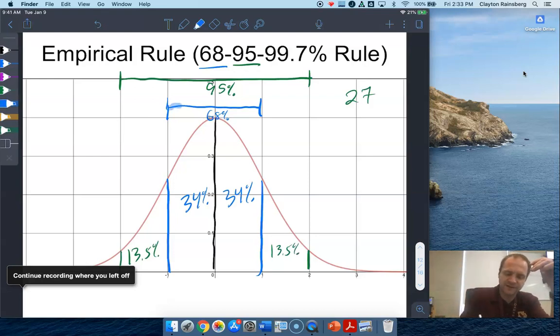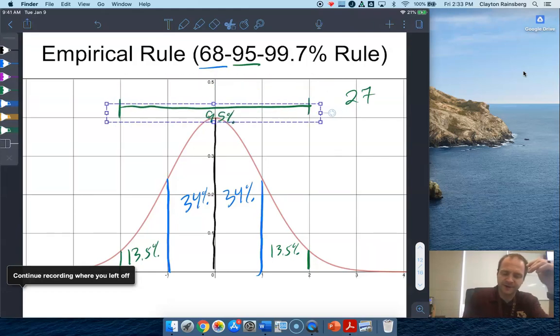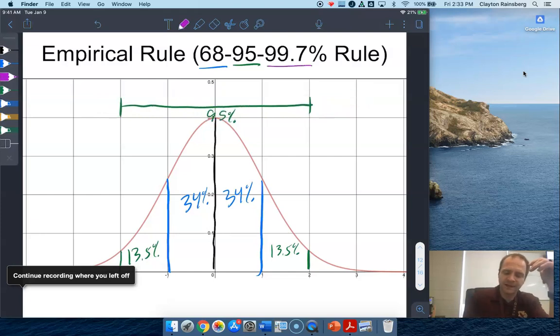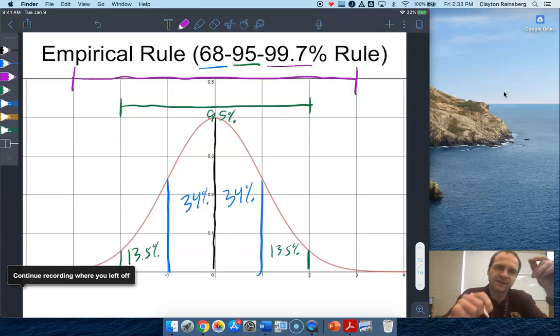I'm going to erase the 68%. And I'm going to slide down the 95, kind of like what I did before. And now we're looking at the last part. Let's go purple. 99.7. 99.7 lies from -3 to +3 standard deviations. So 3 to the right, 3 to the left of the mean, that is 99.7. That's a lot. And so 99.7 percent of the information lies here.